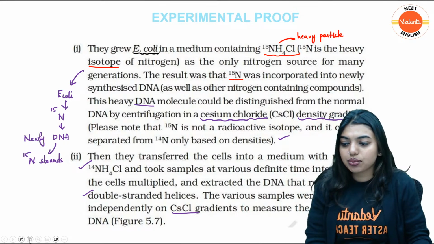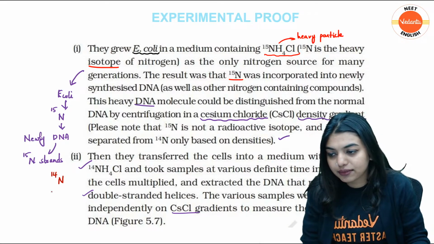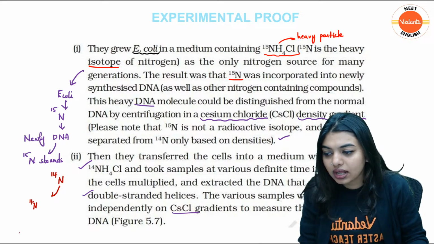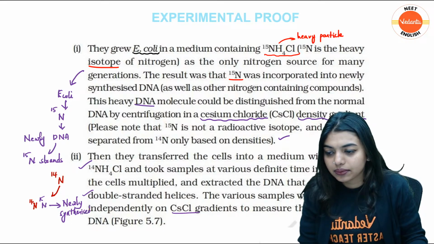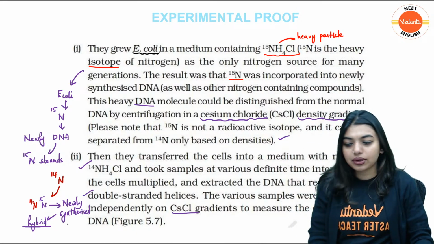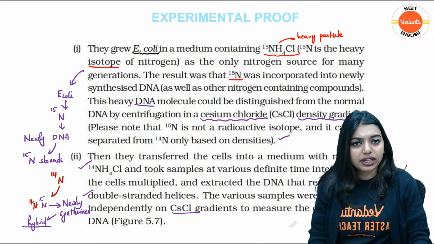Okay, after this what happened, students? After this, they kept it in the N14 medium. They noticed that we got a strand of N14 and N15. We got hybrid. After the replication, the newly synthesized DNA gave us the hybrids. Yes or no? So this is what has happened. This newly synthesized N14, N15.